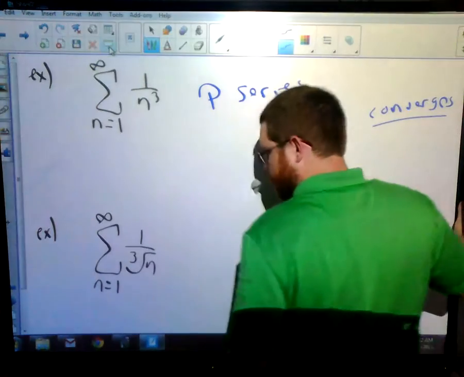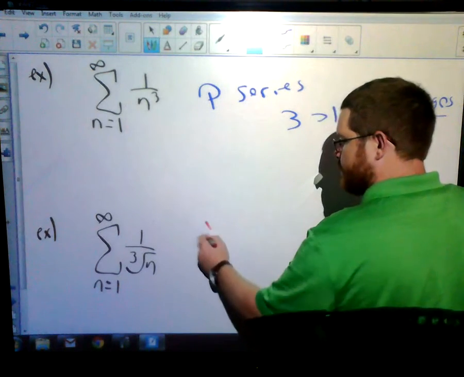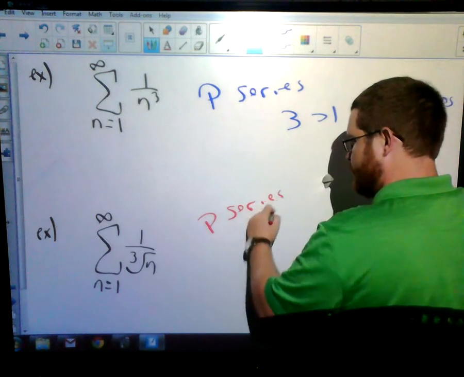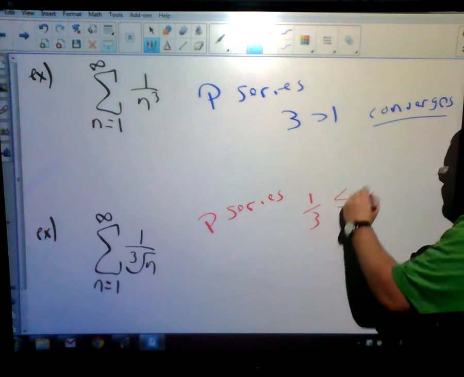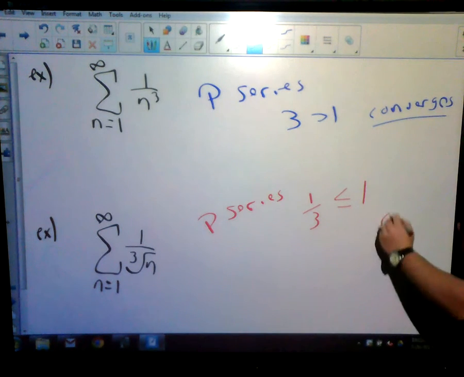Let's take a look at this one. This is a p-series. The power is 1/3. 1/3 is less than or equal to 1. It diverges.